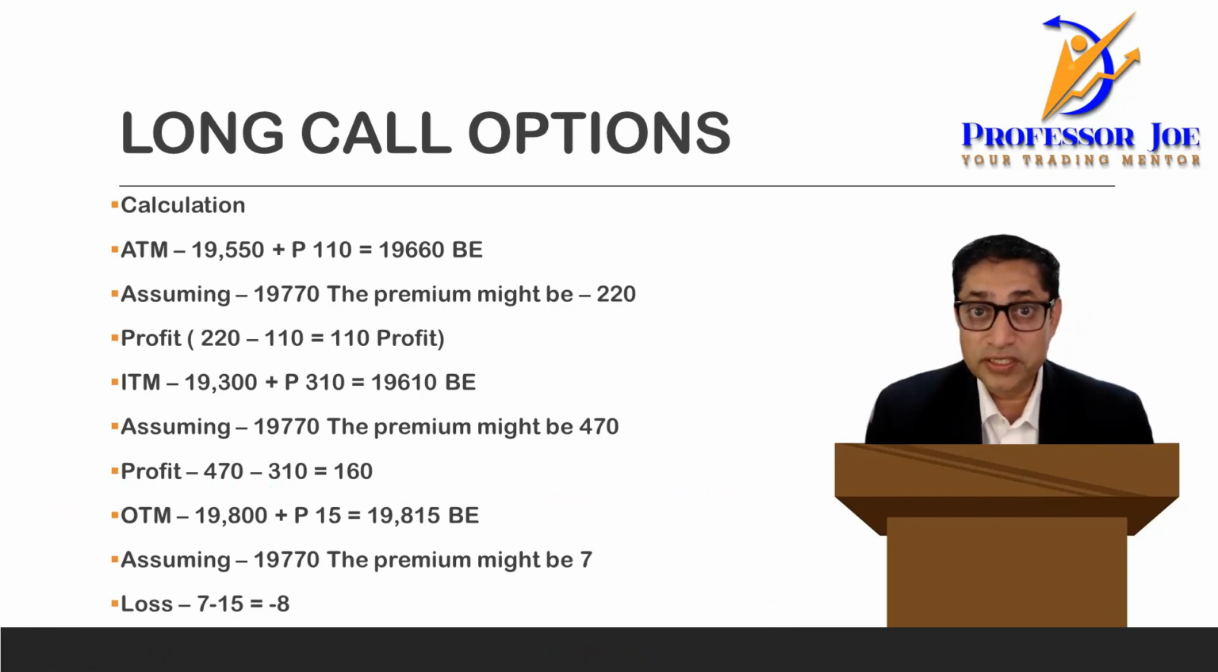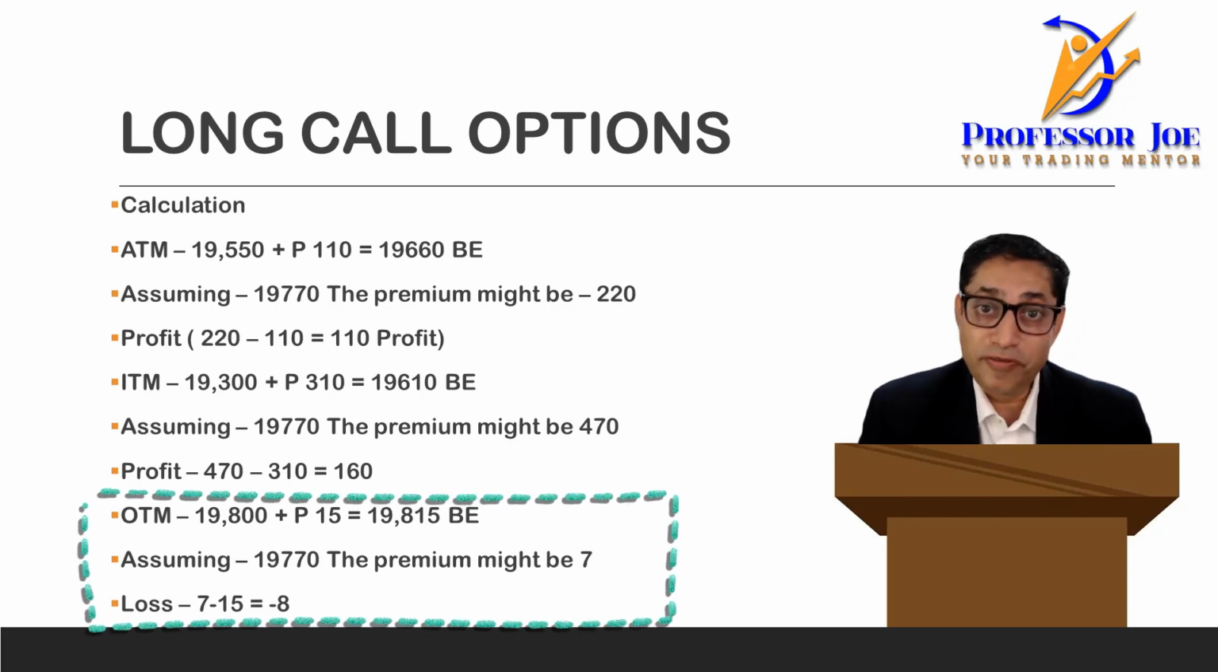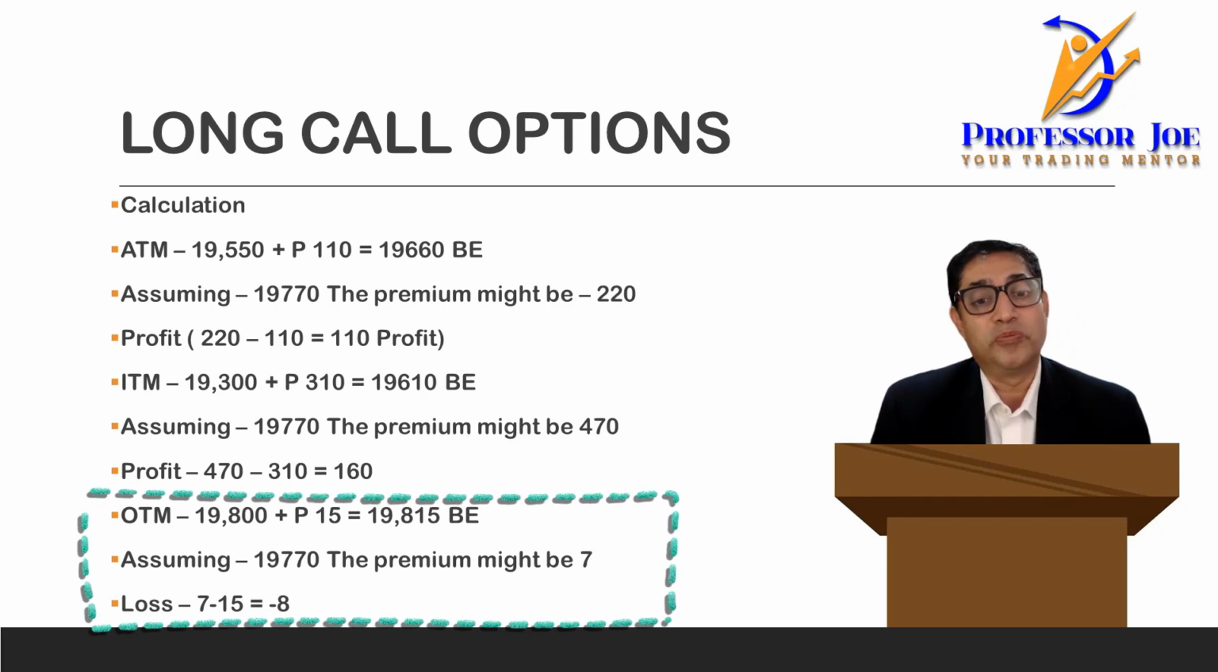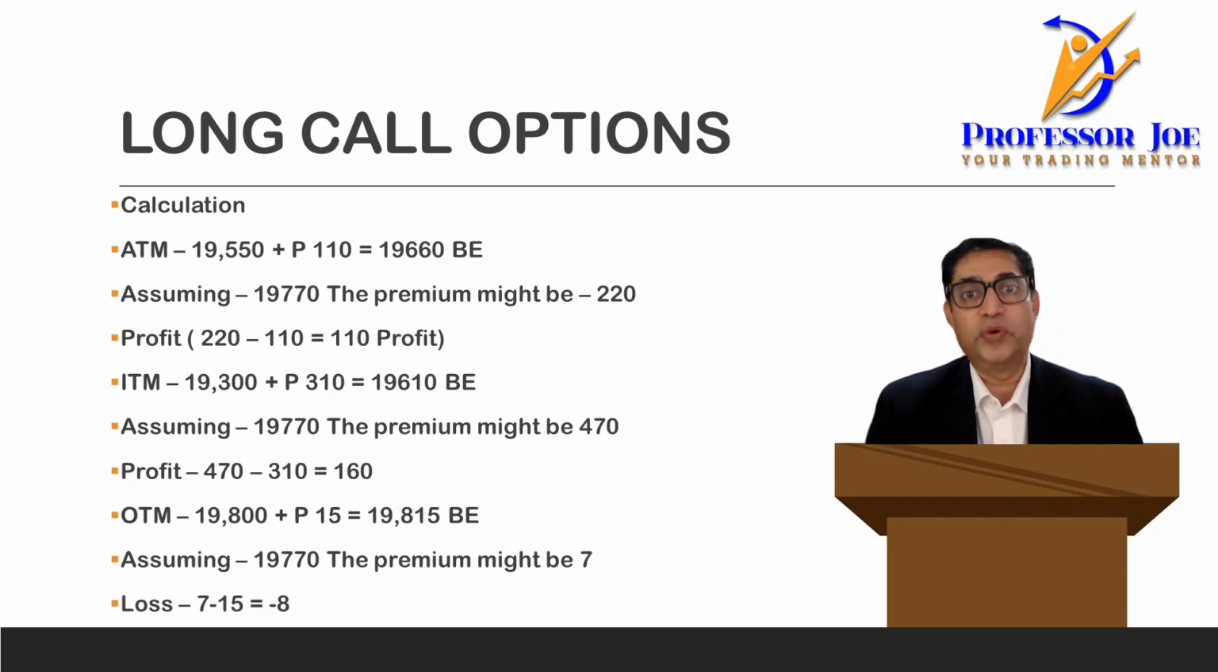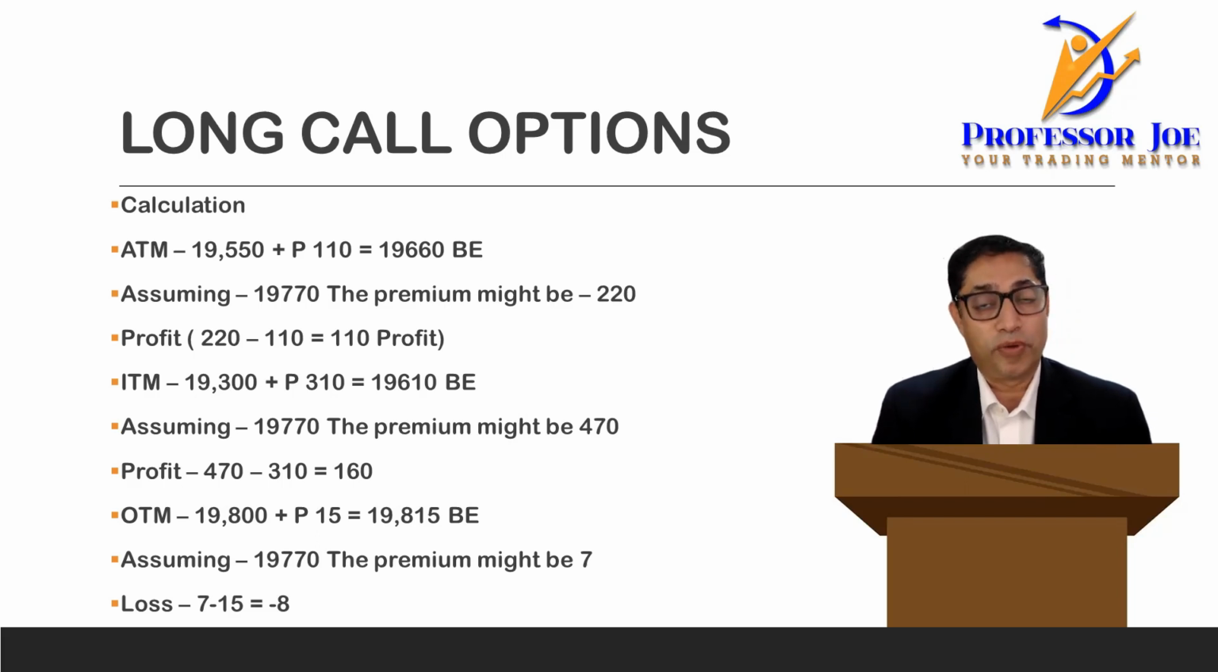So you paid 15 rupees, but we are assuming that the market went only up to 19,770. You entered at the 19,800 strike price with a very low premium, but the market did not go there. So in this case, the premium would be 7 rupees. You entered at 15 rupees but exited at 7 rupees, so you make a loss of 8 rupees. This is how entering at different levels affects your premium, and at the same time, your profit. But remember, your goal as a retail trader is to earn money out of the premium.